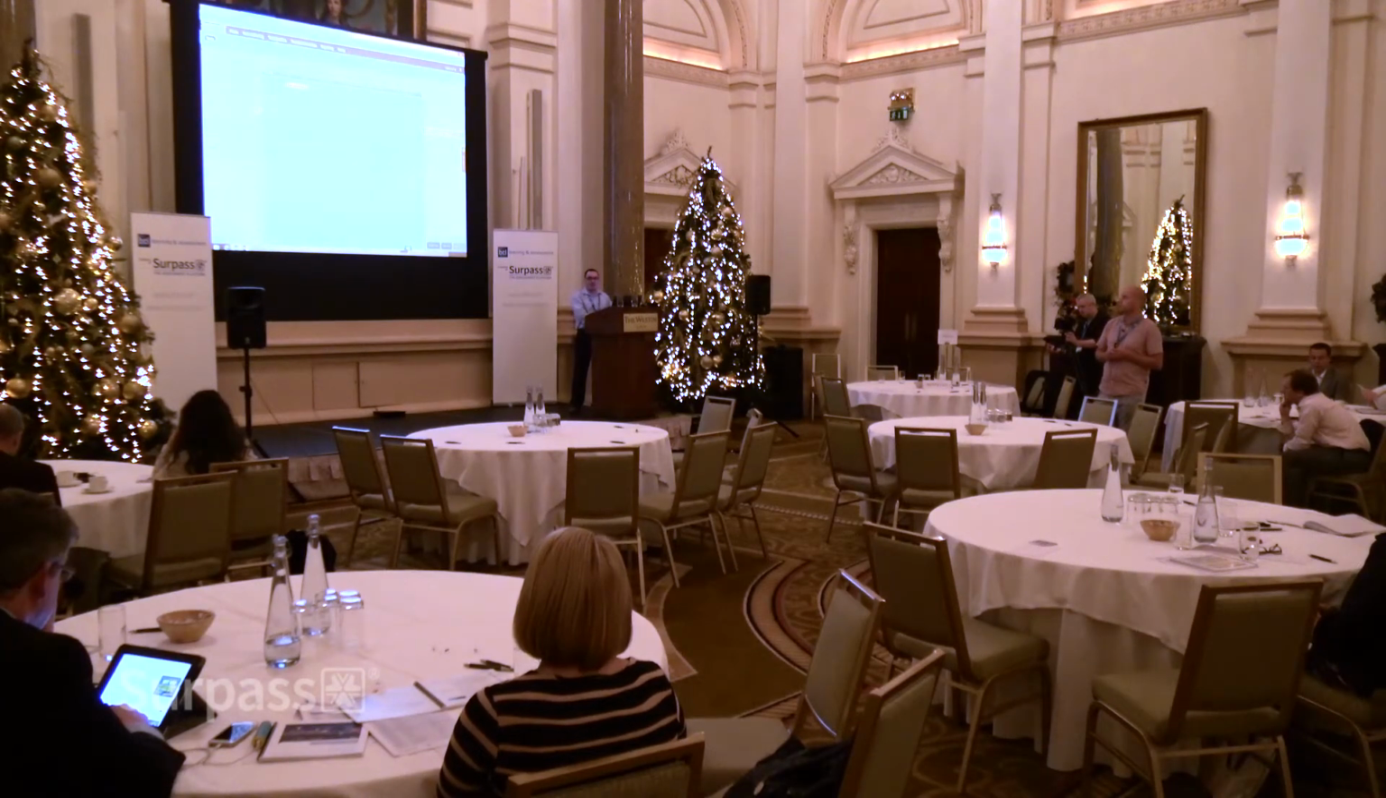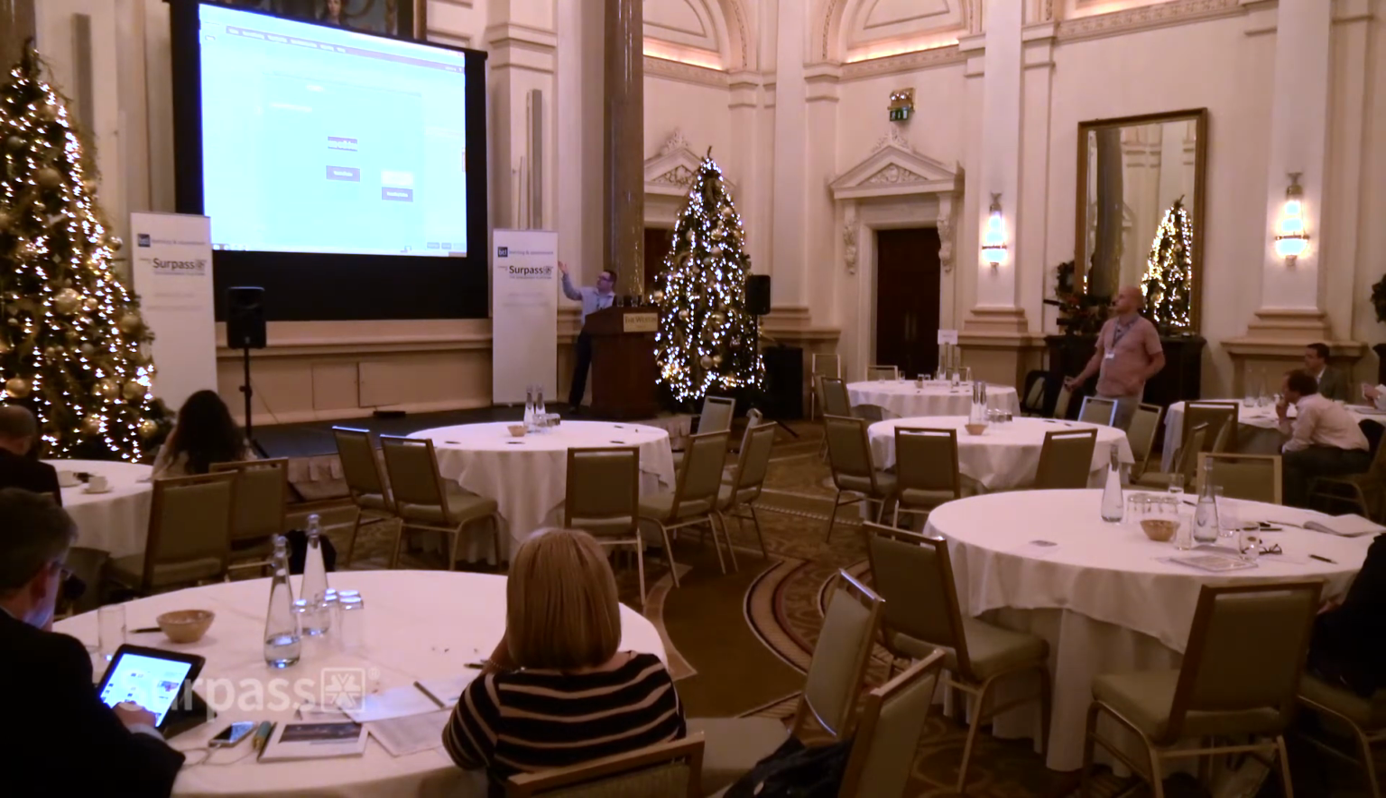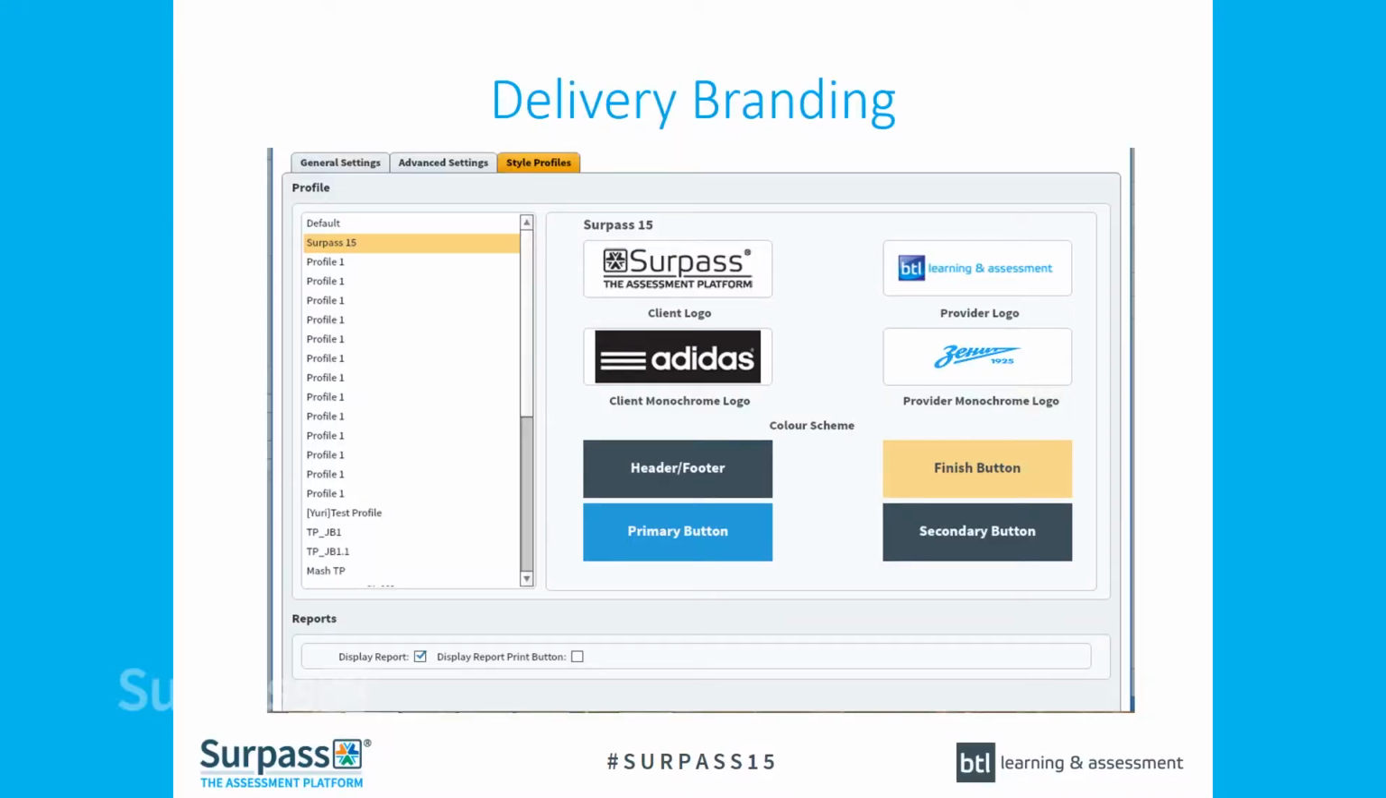So I've introduced a new tab called Style Profiles, and as you can see, the one I've selected here. At the top two on the Surpass assessment platform is the client logo, I think. Or is it provider? It's one or the other. And the BTL Learning Assessment, they're either client and provider. And then the two underneath it are the monochrome logos.